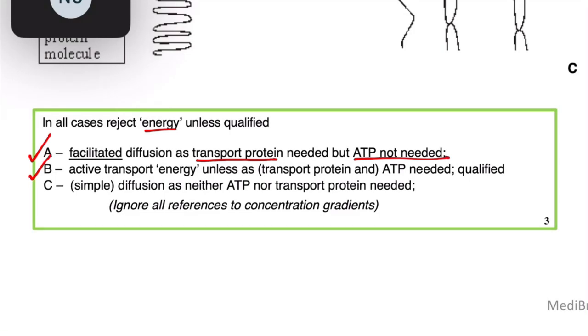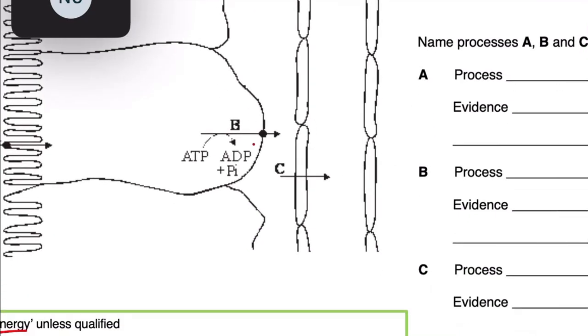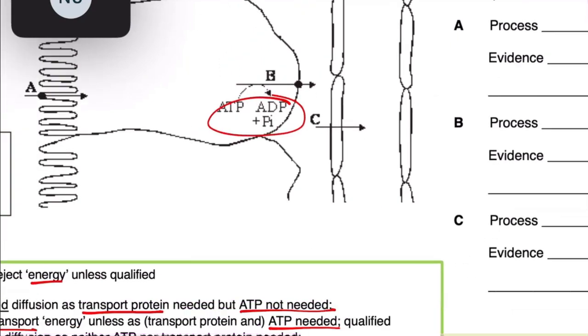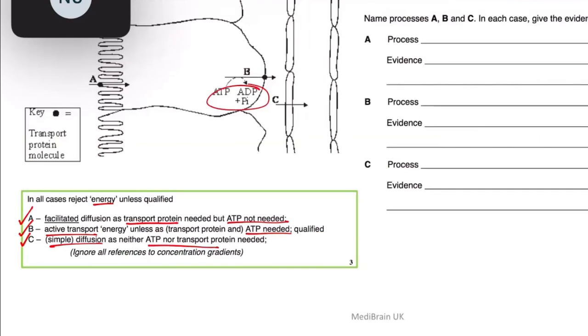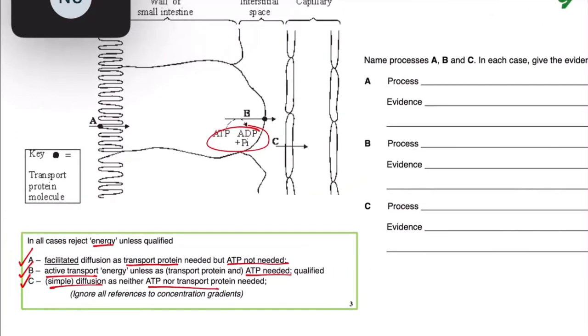B is active transport because over there you can use energy, but ATP is required because over here you can see that ATP has been converted into ADP and phosphate. And then C is your simple diffusion because neither ATP nor a transport protein is required for the process to occur. So that's your mark scheme for this question.